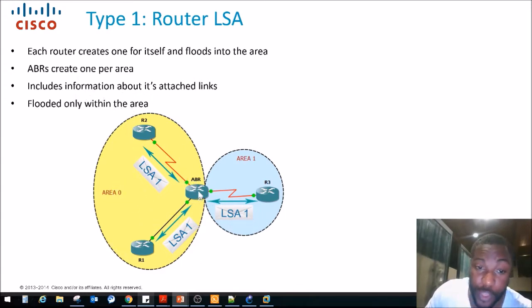In other words, let's say this ABR router right here creates an LSA and sends router 2 an LSA. It's going to have information about this interface, and also that interface, which is in area 1. However, it's just going to stay within this area. He will send an LSA to router 3 as well, with information about these 2 interfaces, but this LSA will stay within this area.